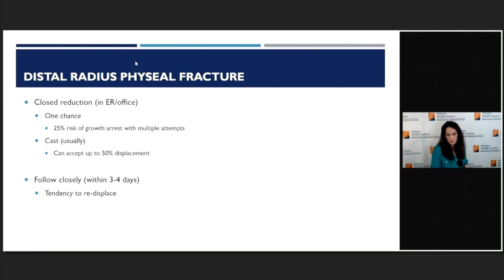So most of the time, that's all we need to do. Either do nothing, because it will remodel tremendously, or we just pop it back into place and put them in a cast. The thing about that is you need to get to it quickly. We said you have to get to it within a week, or else you can induce more growth plate damage when you try to put it back. And you only get one chance to do it, because if you try to push it back into place and you have to use a lot of force or try multiple times, that's when you can actually induce another growth plate injury.